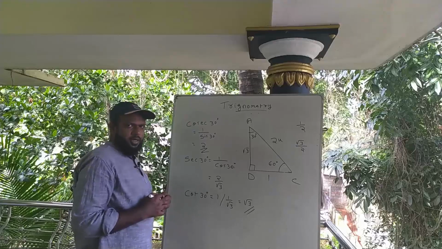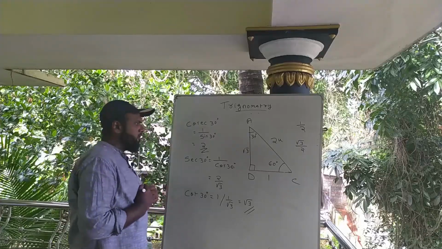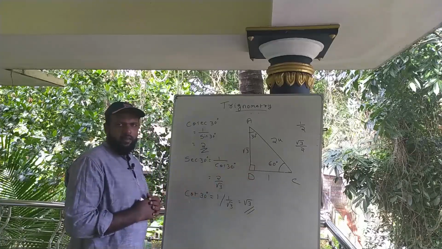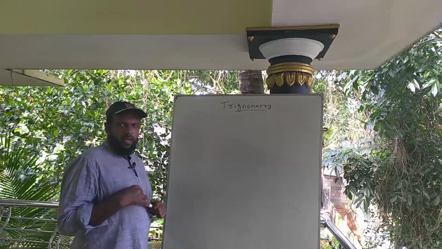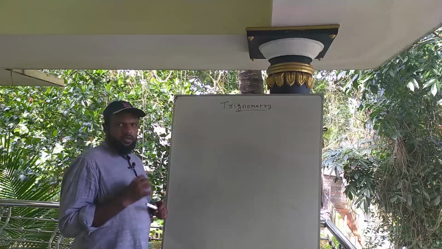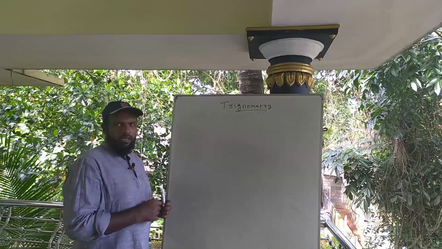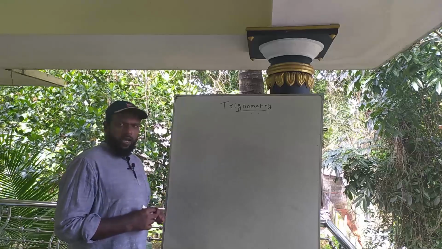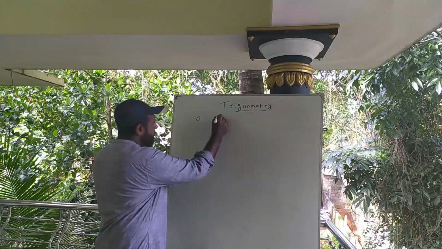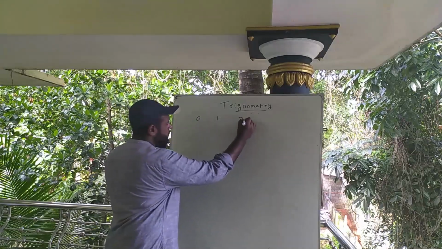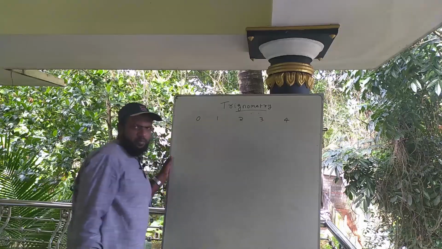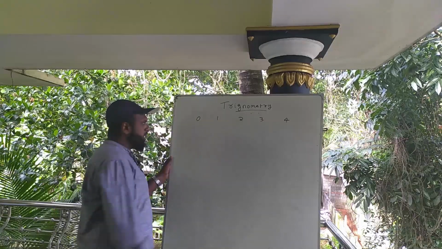So we have learned all the trigonometric functions of 30 degree, 60 degree and 45 degree. We can find another method to memorize sin, cos, tan, cosec, sec, cot of certain values. First of all, we have to write 0, 1, 2, 3 and 4.